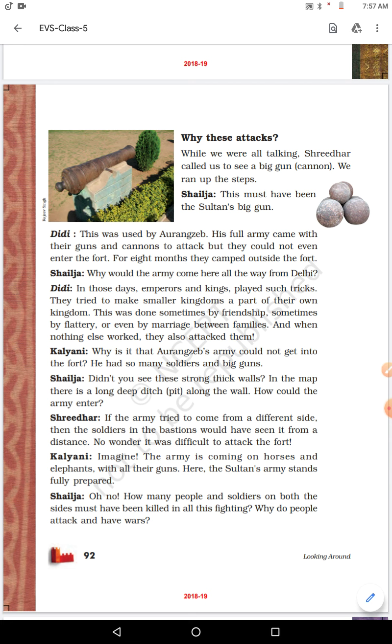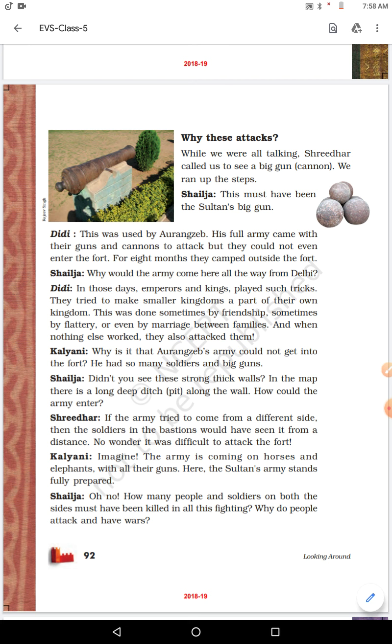Okay, they try to expand. One king tries to expand his kingdom. Sometimes they negotiate an alliance, they become friends and expand their kingdom. Sometimes they do marriage. And if this peaceful negotiation doesn't work, they directly attack.